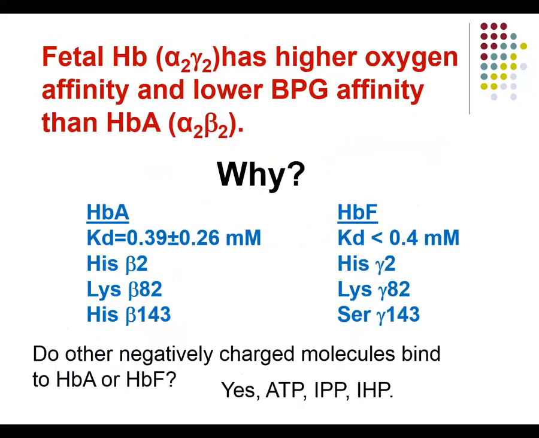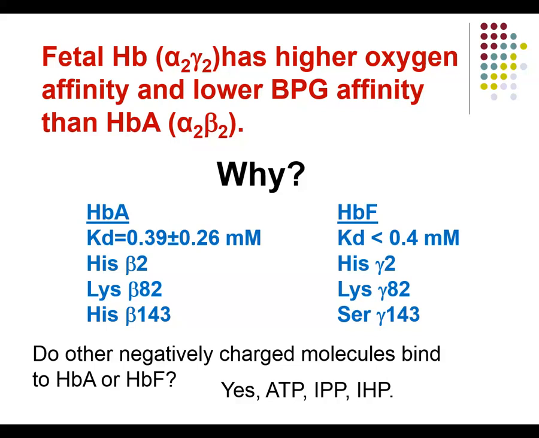2,3-BPG also plays a major role in why fetal hemoglobin has a higher oxygen affinity than hemoglobin A. The reason is that it has a lower 2,3-BPG affinity. An explanation can be seen in the structure. If you compare equivalent residues, the histidine at position 2 is the same. The lysine at position 82 is the same. However, the positively charged histidine is replaced by a neutral, uncharged serine residue.